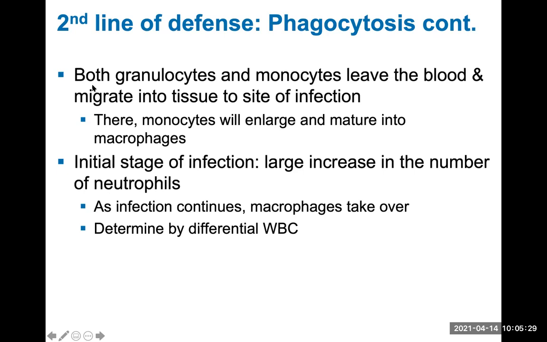In the initial stage of infection, you'll see a very large increase in the number of neutrophils, which will take care of most of the infection, but eventually macrophages will take over this job. Then the number of neutrophils will decrease back to near normal, and the number of macrophages will be very high. Okay, and you would be able to detect that in the differential white blood cell count.